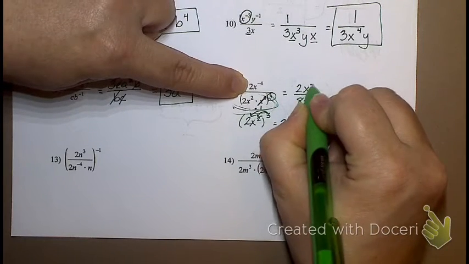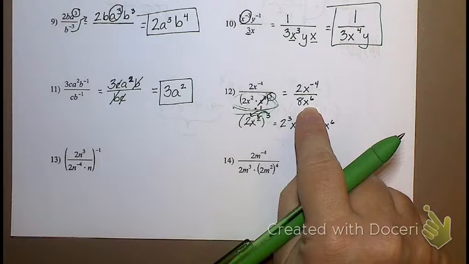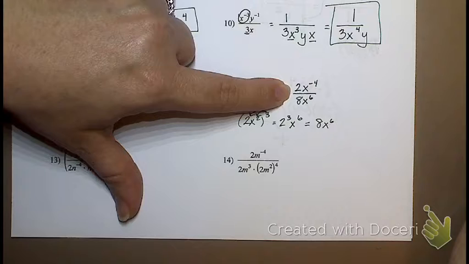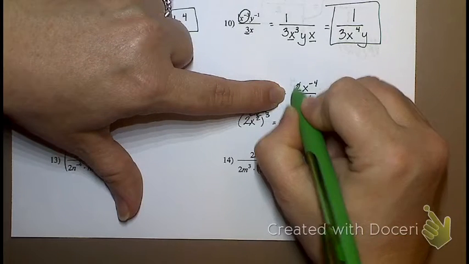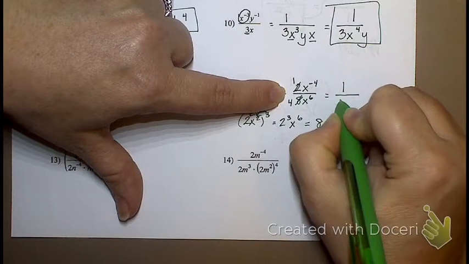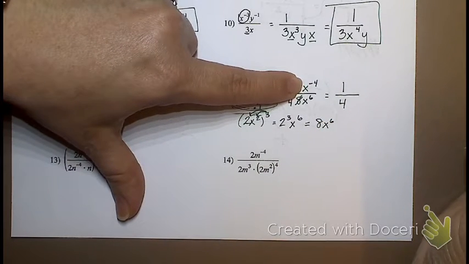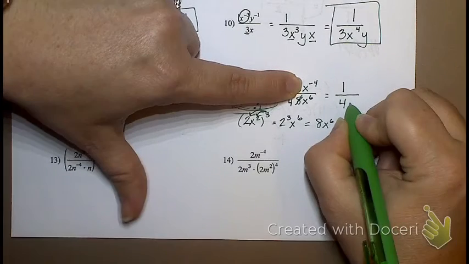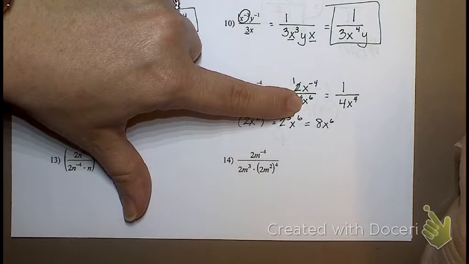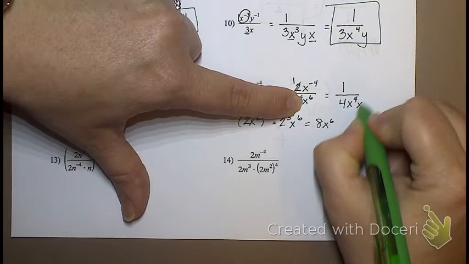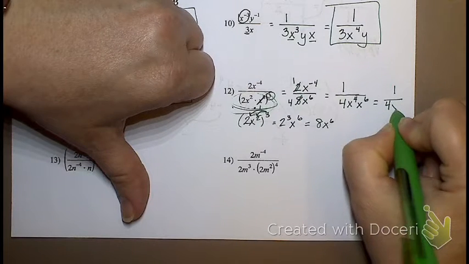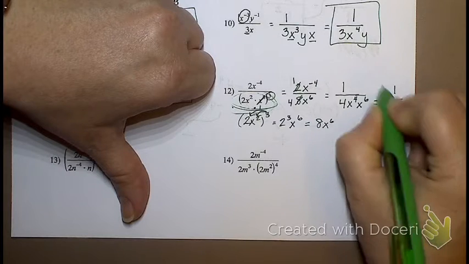On the top, I haven't touched it yet. I have 2x to the negative 4th. Well, now I have a problem just like the ones that you just worked on, 8, 9, 10, and 11. 2 and 8, can that reduce? Yes. To what? 1 and 4. X to the negative 4, stay on top or move to the bottom? Move to the bottom. X to the 6th on the bottom, stay on the bottom or move to the top? Stay on the bottom. So it looks like I'm going to end up with 1 over 4x to the 10th.